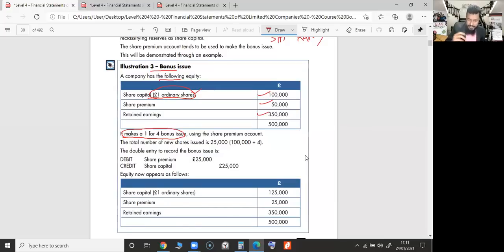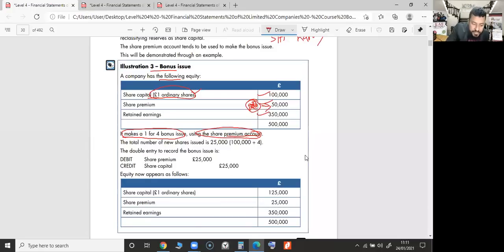Okay, how do you do it? Let me show you using the share premium account. They said use the share premium account. Like, we have a share premium account of 50,000. So we're going to take away some money from that account and put it into the bonus share. So our share capital is going to go up.